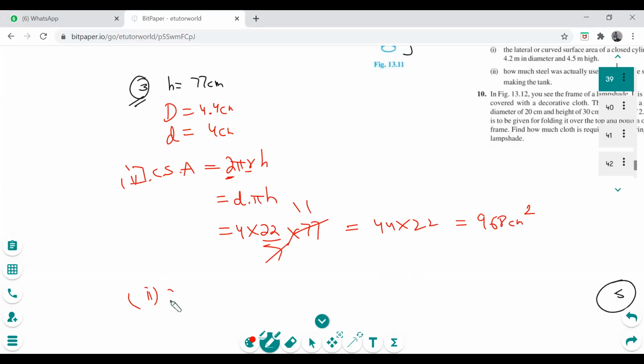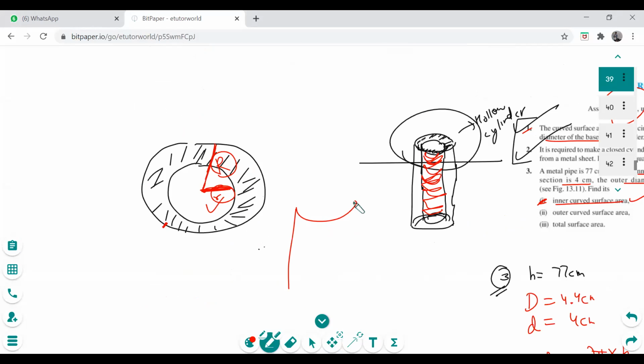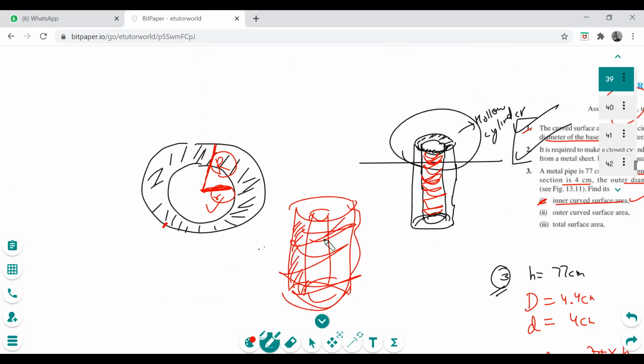If I talk about outer curved surface area, the second part is outer curved surface area. You can observe it here, right? So outer curved surface area will be the outer part. The inner part is already done. So I will take the outer curved surface area this time. So outer means this part, the outer part. It is at the back as well, it's 3D.